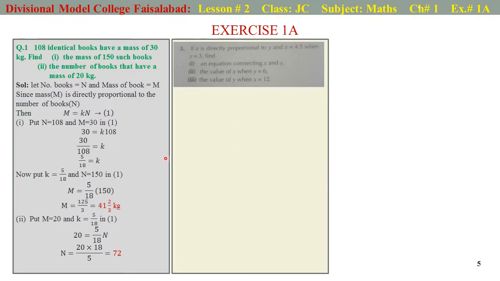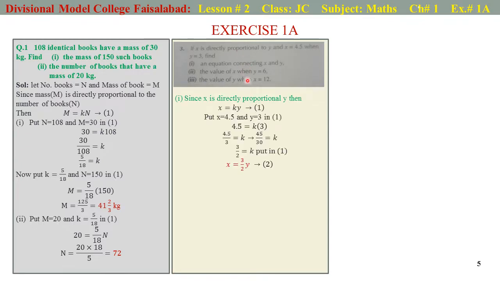Next, question number 3 is, if x is directly proportional to y and x is equal to 4.5, then y is equal to 3, then find an equation connecting x and y. Is first part, second part and third part. We will first solve and find an equation connecting x and y.